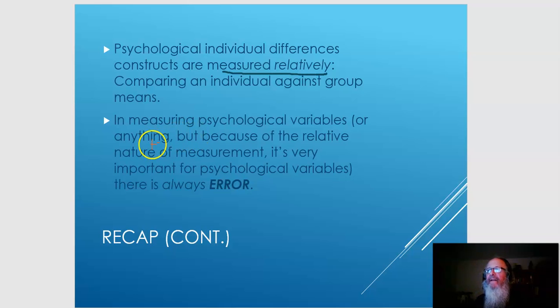Also, always keep in mind when we're measuring anything, but because the measurement of psychological constructs is relative, comparing an individual against a group, as opposed to absolute, for instance, height or weight, it's very important for psychological variables to keep in mind when we're talking about the measurement of psychological variables that there is always error. We never get an exactly 100% accurate measurement of these variables. We get a best approximation of them.